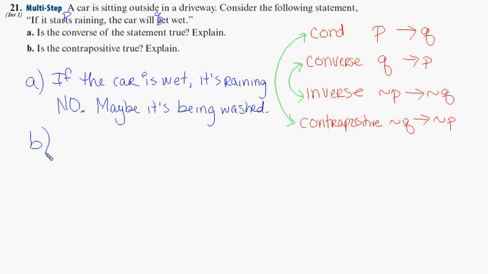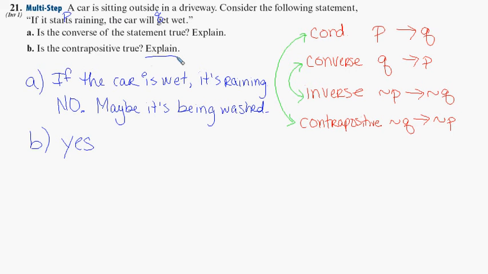Okay, so let's go to B. Is the contrapositive true? Well, I've just told you a minute ago that if the conditional is true, the contrapositive is true. So if it starts raining, the car will get wet. Is the conditional true? Absolutely. Obviously, again, assuming that the car is parked outside. So if the conditional is true, the contrapositive is true. Yes, it's true. But we need to give an explanation.